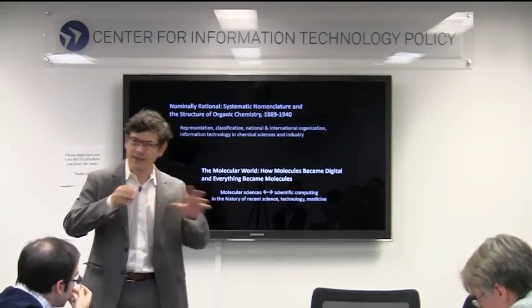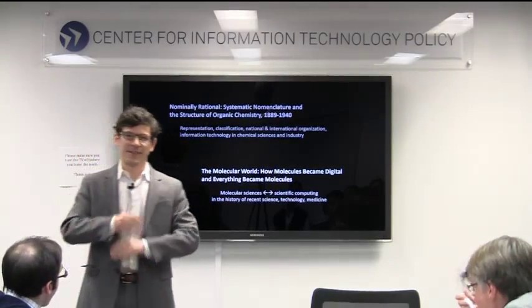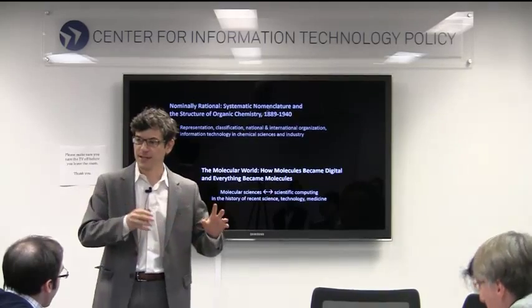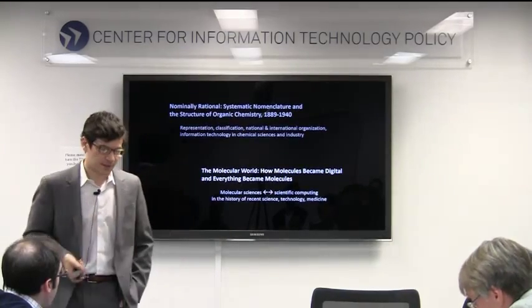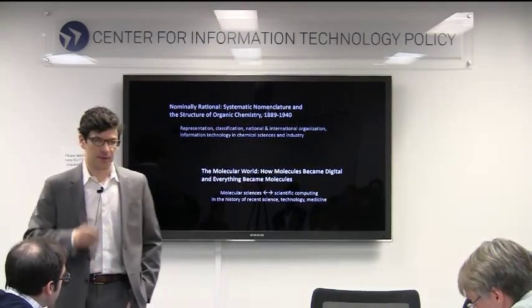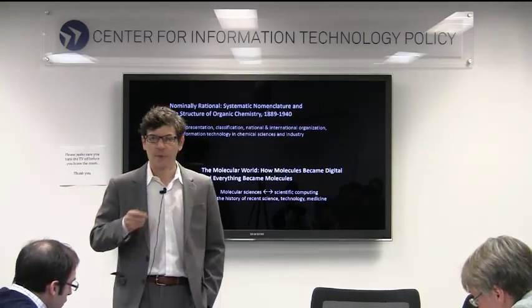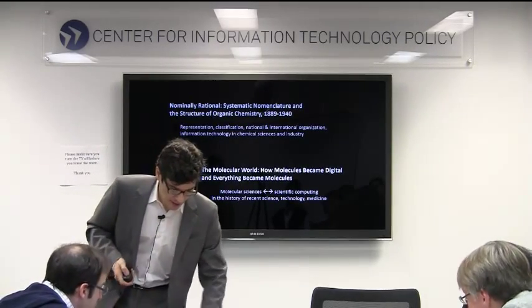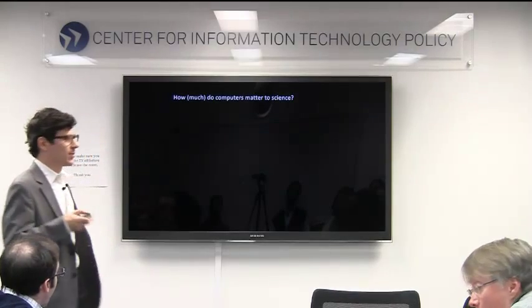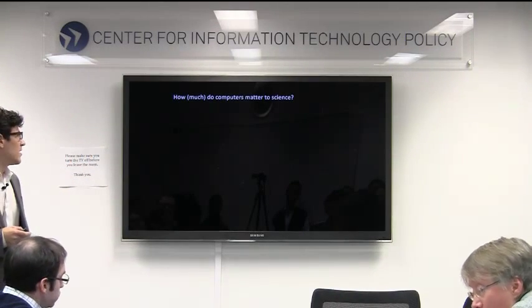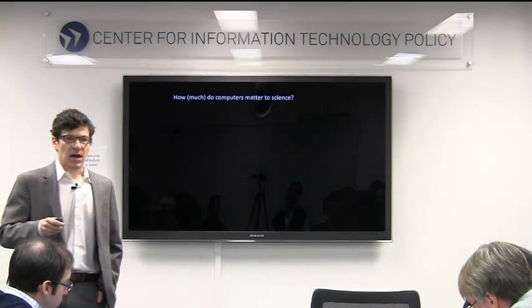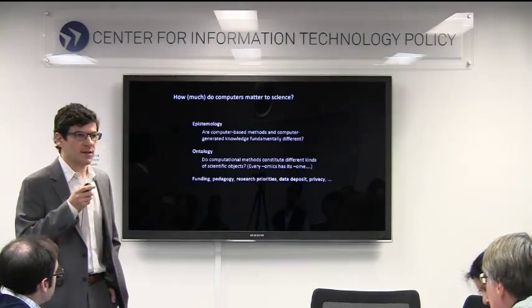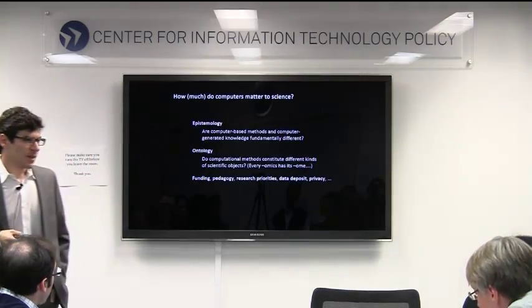There are a lot of pieces to this project. Part of it's a history of graph theory, which has interesting connections to chemistry in the late 19th century. Part of it has to do with the role of data structures in chemical regulation. But what I'm going to talk to you about today is how computers matter to science, to the doing of science, to the making of scientific methods.